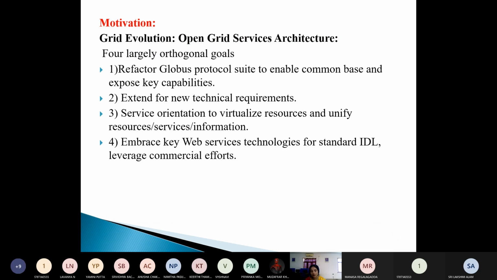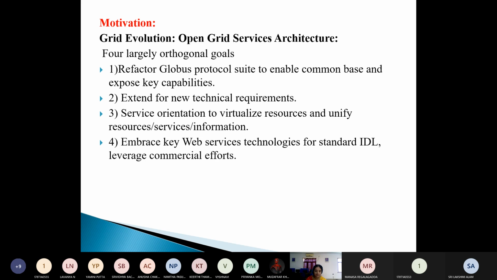Up to here we have discussed the OGSA architecture. Now we are going to discuss the motivations of the Open Grid Services Architecture. What is meant by OGSA motivation? In this motivation we have different goals and different functional requirements. What are the different goals of the OGSA?